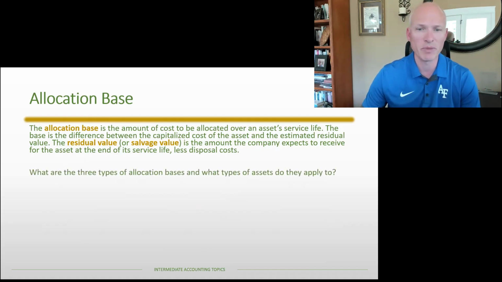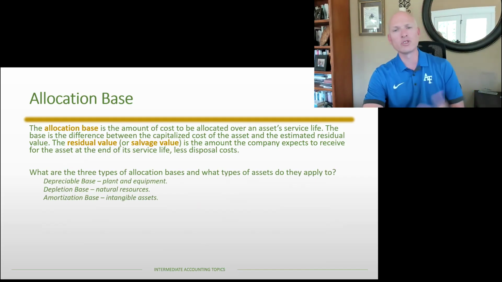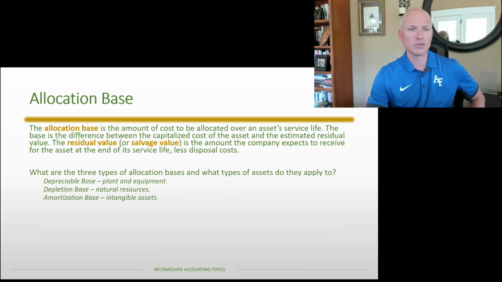So the three types of bases. First of all, the one we've talked a lot about is the depreciable base. That deals with plant and equipment. There's also the depletion base, which is for natural resources, and the amortization base, which is for intangible assets. We use the depreciable base a lot just because most of the assets fall in the plant and equipment category.